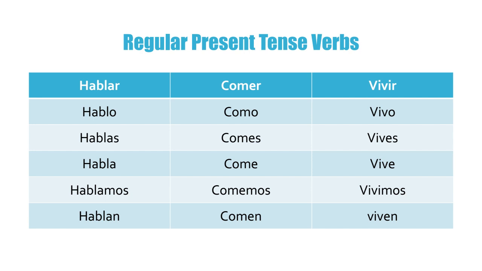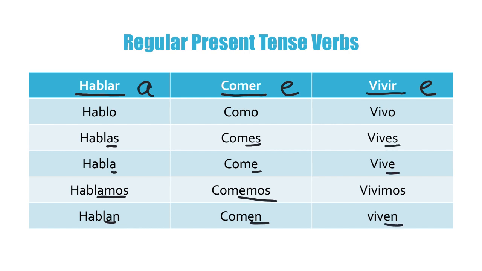Notice that our AR verbs like hablar usually have A endings like as, a, amos, an. Their endings start with an A. Our verbs like comer and vivir, on the other hand, usually have endings that start with E. So es, e, emos, en, es, e, en.